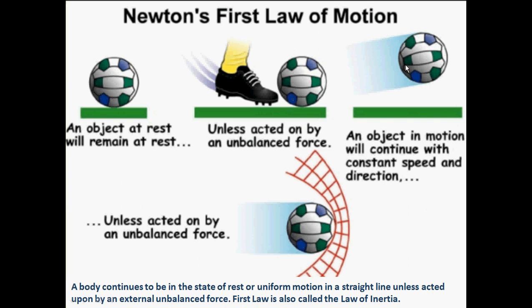It will keep on continuing with constant speed and direction until and unless again acted upon by an unbalanced force. First of all, the state of rest of this football is changed into a state of motion by the action of an unbalanced force, the foot of this player. Then after that, the state of motion of the football is changed into the state of rest with the help of an unbalanced force by the net, which is applying an unbalanced force to this football.